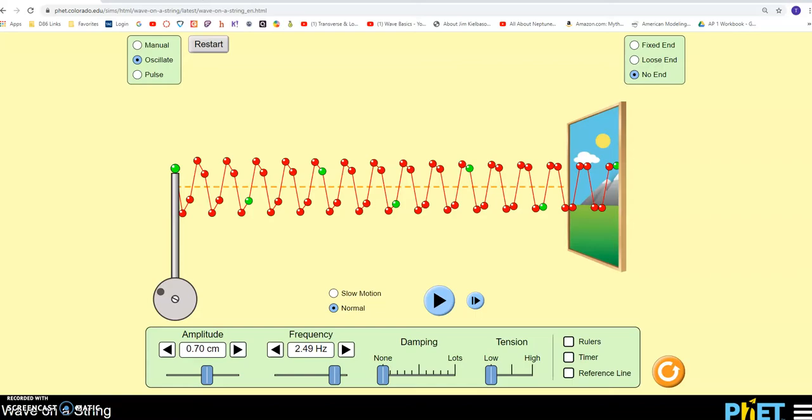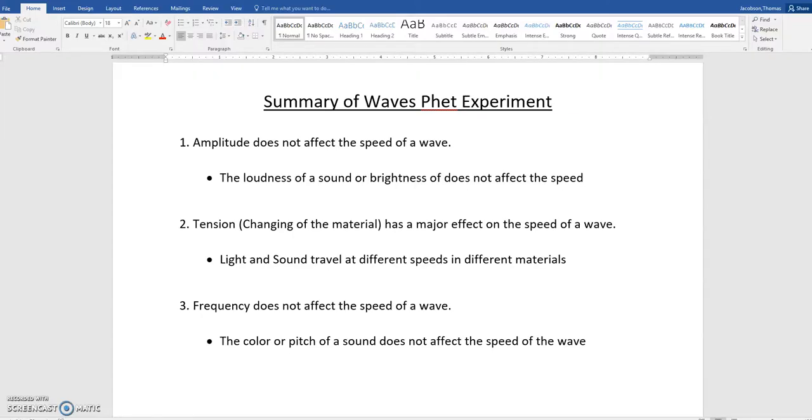So to summarize this, you may want to put this into your notes because you're going to have a few questions on this on your last test here of remote learning. So you should know that amplitude does not affect the speed of a wave. And there's some good examples of this. If you have a loud sound or a bright color, that affects what we would describe as the amplitude of that sound wave or that light wave, and that's not going to affect the speed of the wave.